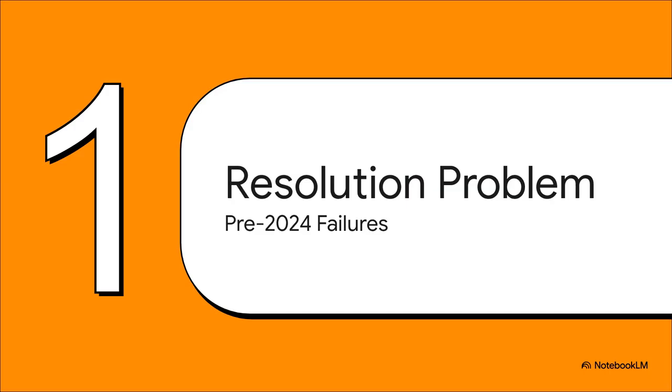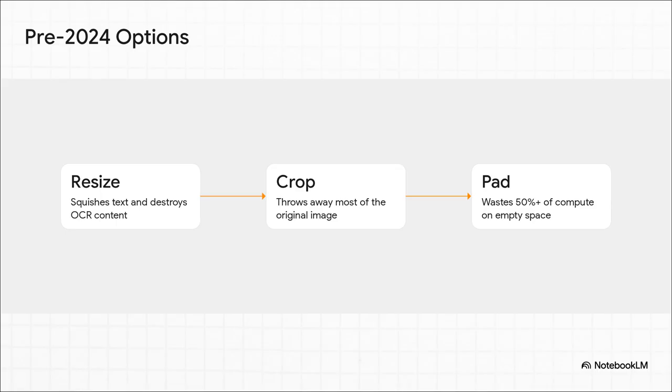All right, part 1, the resolution problem, or basically why the pre-2024 era failed. Let's take a quick look back at the painful compromises from the dark ages of vision language models. Previously, we were stuck with 3 fatal options, and honestly, none of them were good. Option 1, you resize the image to a fixed square, but that squishes the image, it distorts faces, and it entirely destroys the tiny text you need for optical character recognition.